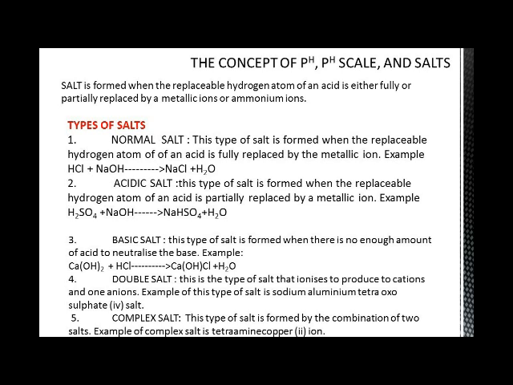Now, the third example of salt is complex salt. Complex salts are formed where 2 or more salts are combined together to form a complex salt. An example is tetraamine copper 2 ion, which has a deep blue color.